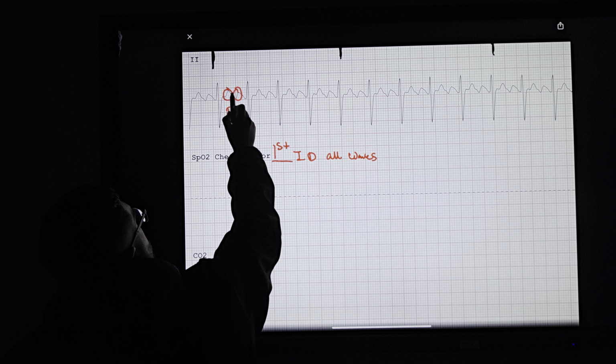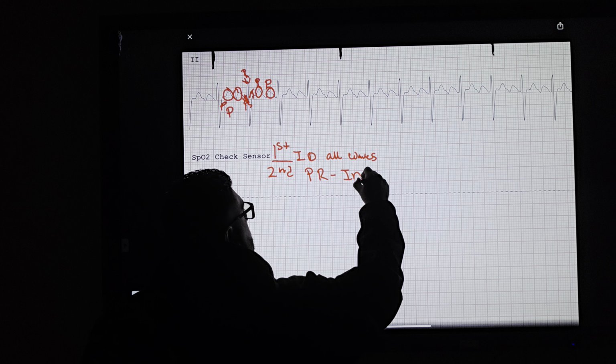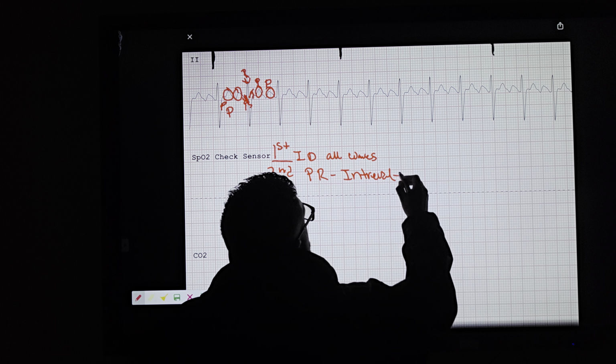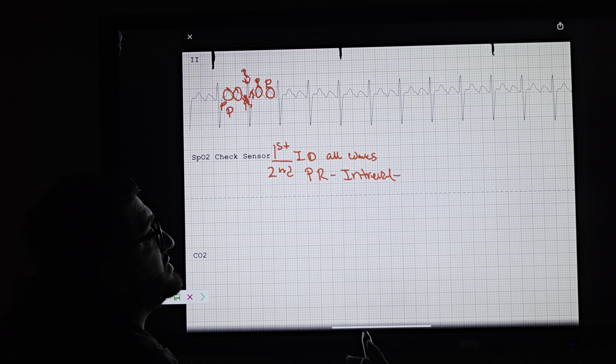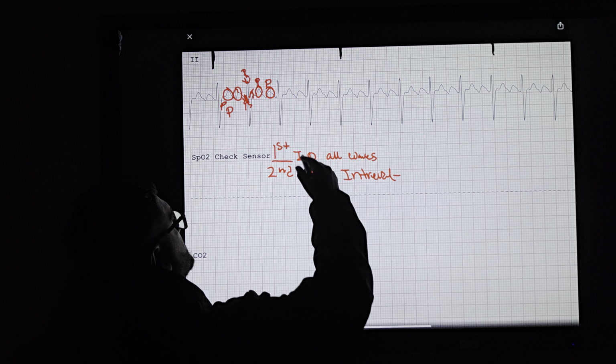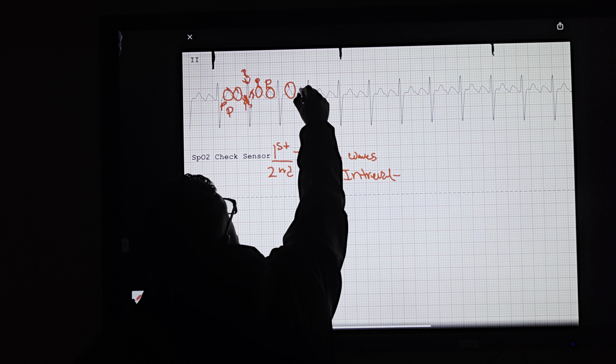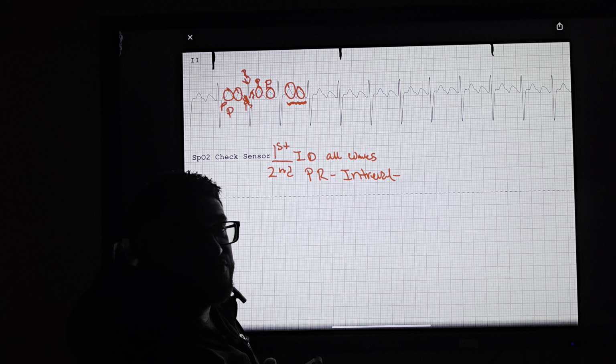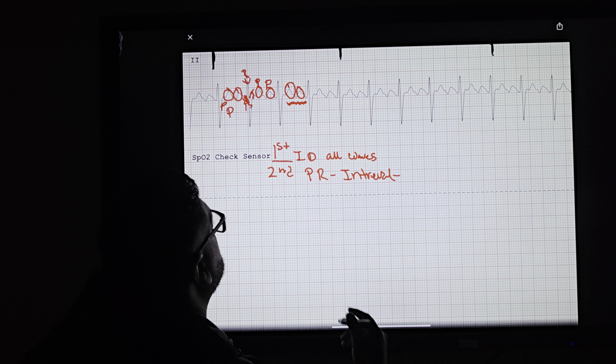Now, second, and this is a good one for this type of rhythm, the PR interval. One of the big questions for atrial rhythms is, sometimes we have two P waves, sometimes we have some squiggles here and there, or sometimes we have something else going on. Well, is your PR interval measurable? That's the question you should be asking yourself.